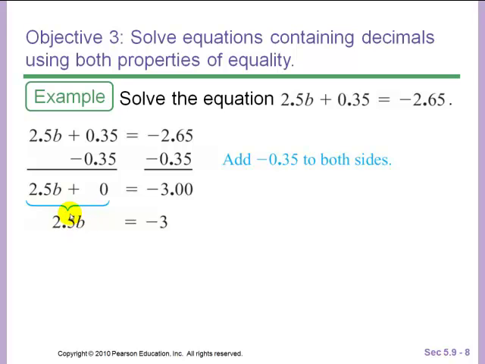Now to get the b to have a coefficient of 1, we're going to divide both sides by 2.5. 2.5 divided by itself is 1. Negative 3 divided by 2.5 is going to give us negative 1.2. So our answer is b equals negative 1.2.